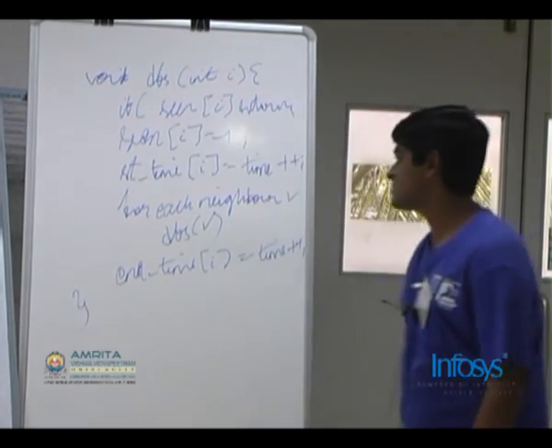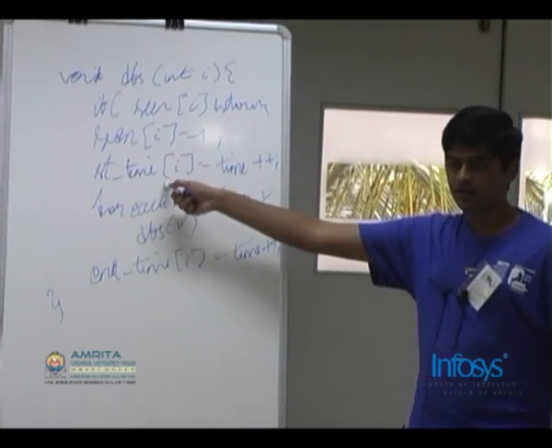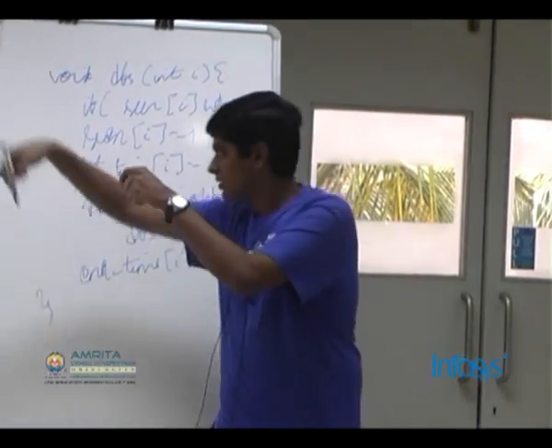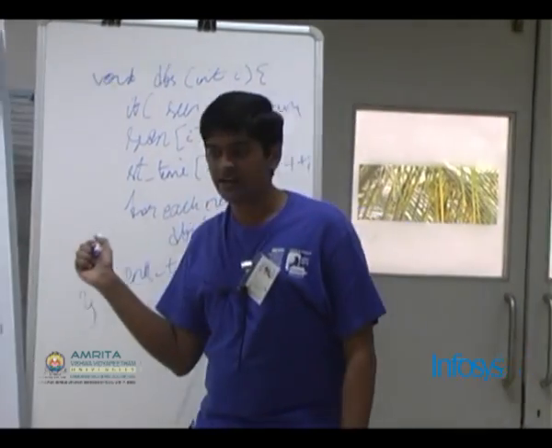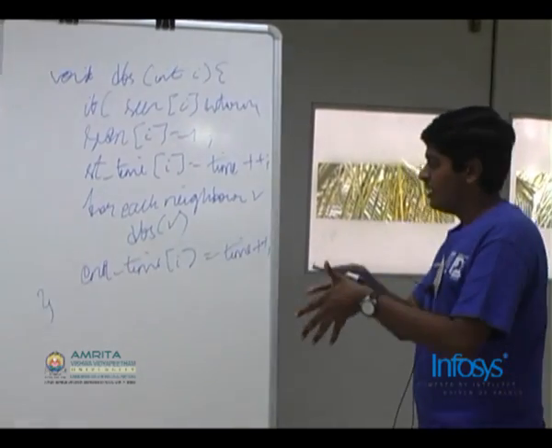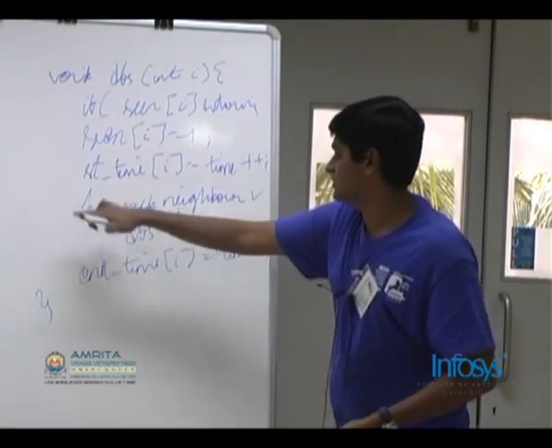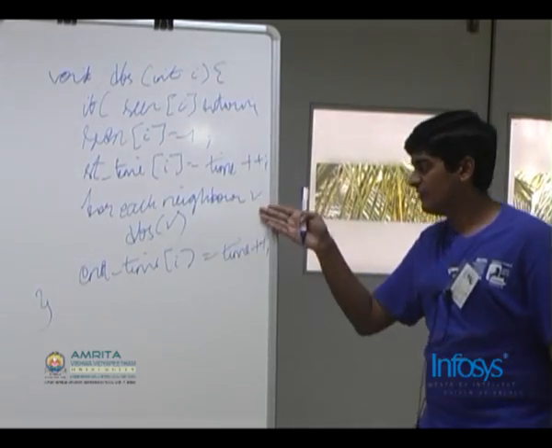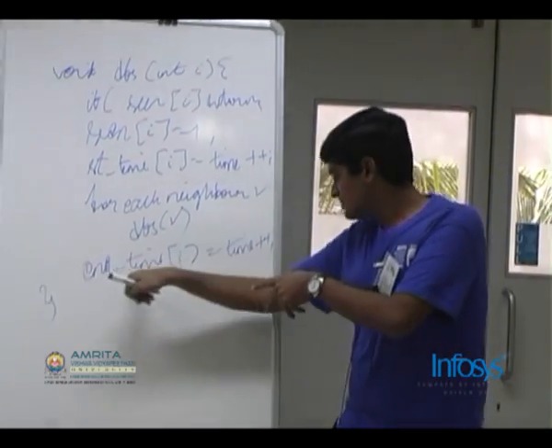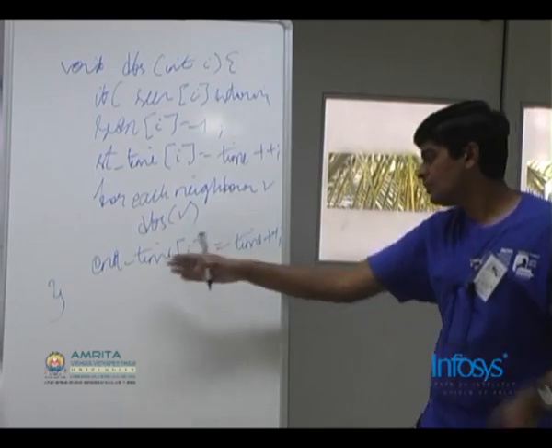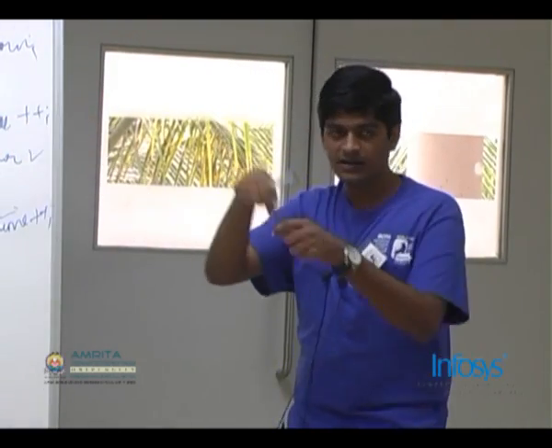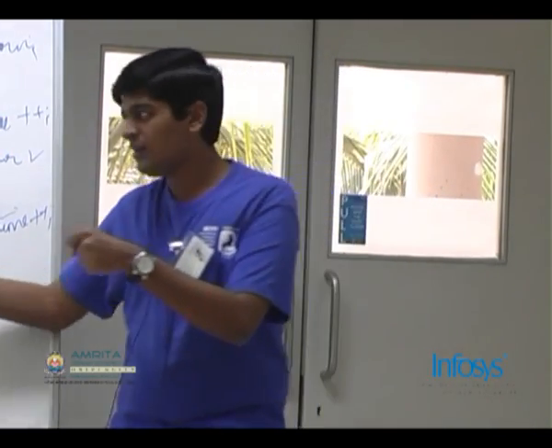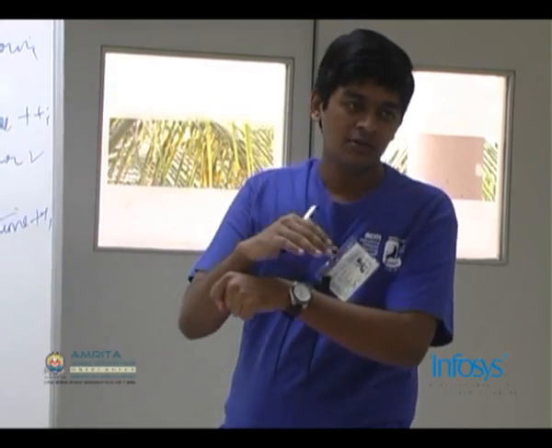So what these denote is, start time of I denotes the first time you visit I. So this time is called the starting time. This is the first time you discovered the node, and then you DFS the subtree below it. So for each neighbor V, you DFS V, and this is the time where you leave I. So you do end time of I equal to time plus plus. So start time of I denotes the time in which you entered the node, and end time of I denotes the time in which you left the node.